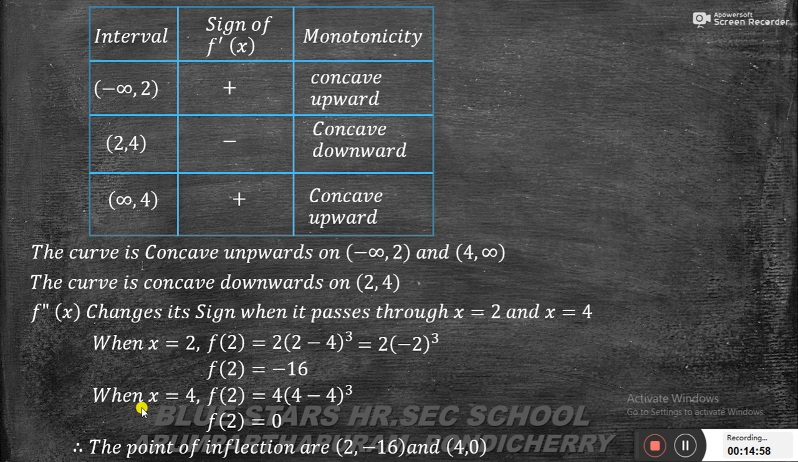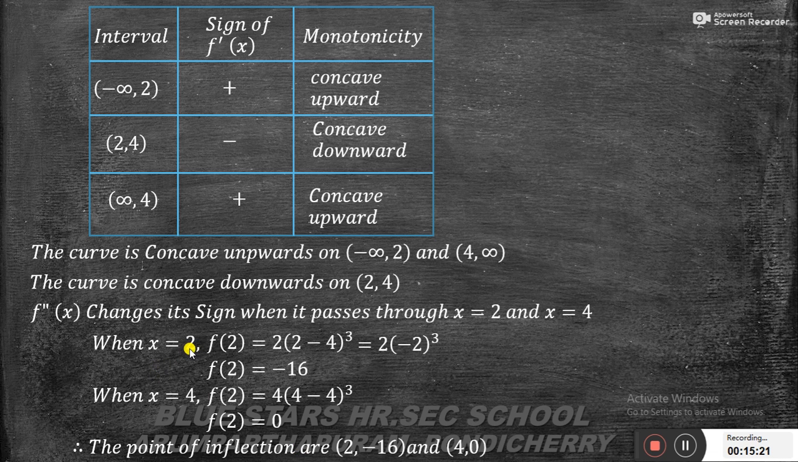Next, when x equal to 4, here I substitute 4, f of 4. f of 4 means 4 into (4 minus 4) whole cube. The 4 minus 4 cancels, so our answer is f of 4 equal to 0. This is our answer. So therefore, the points of inflection, we find out the two points.